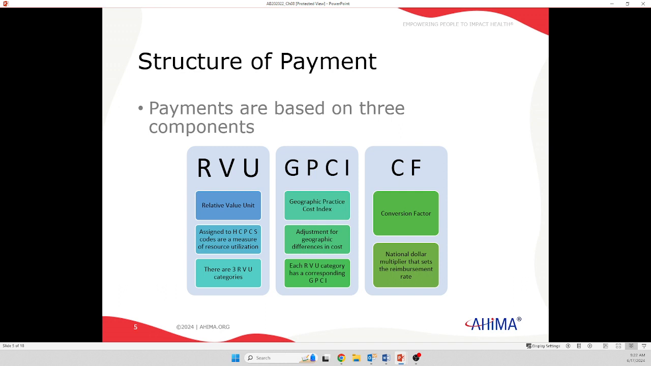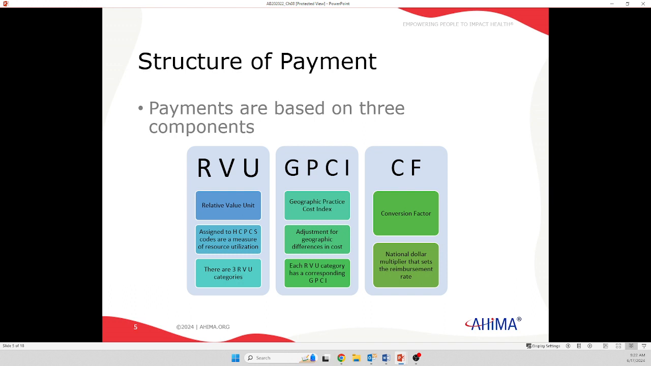Now, just a reminder, our HCPCS codes do include our CPT, as well as those HCPCS, which are a lot of times DME, anything that doesn't fall in CPT. We have 3 RVU categories, and we're going to talk about those, but each one has a unique weight.